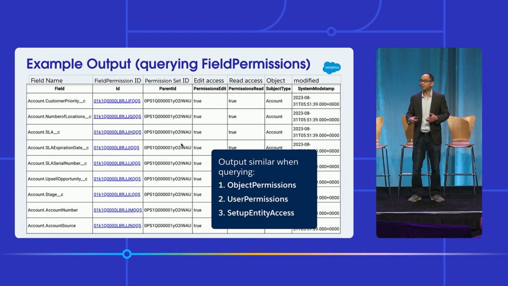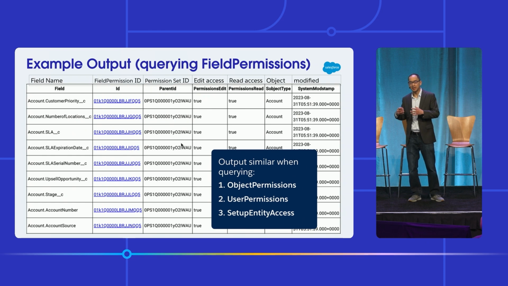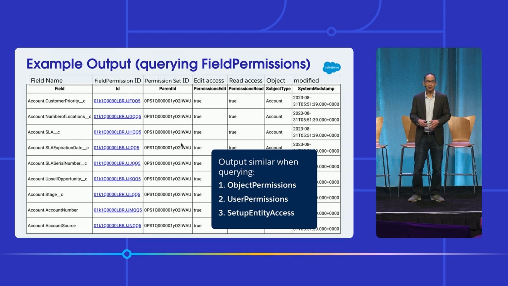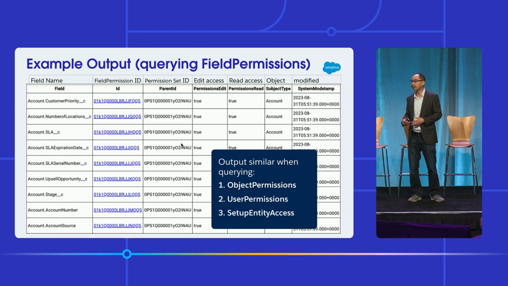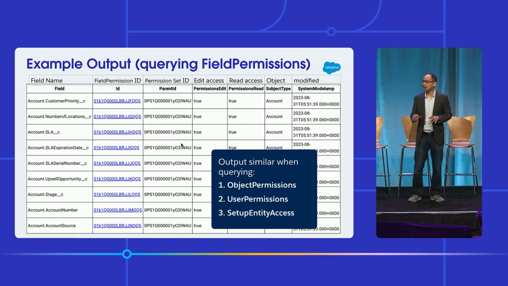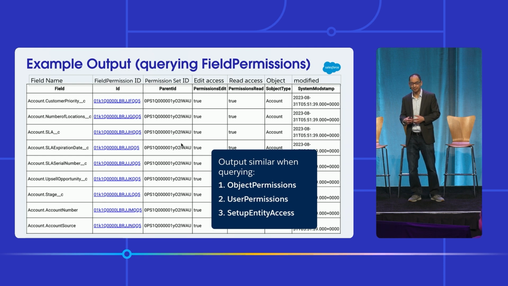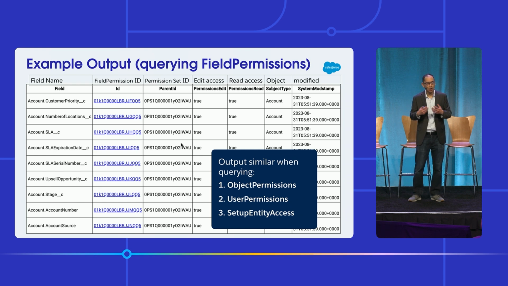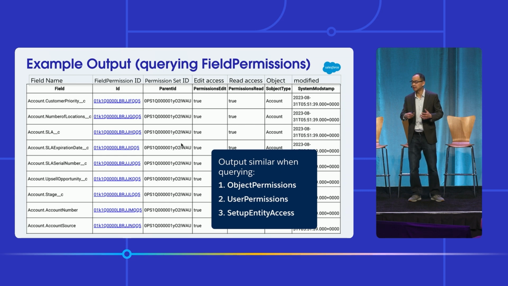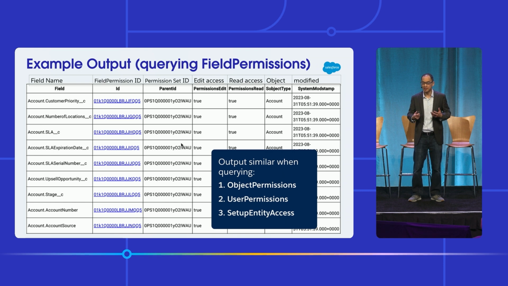This example about field permissions is very similar for object permissions, user permissions, and also setup entity access. I want to walk you through a bit on the field permissions. I added a row above the output, the CSV that I'm showing you on the screen, so you see we have the field names, the field permissions, since we're querying the field permissions, and then the permission set that is granting that access, along with what that access is, what object, and so forth. This output is very similar on these other tables as well.